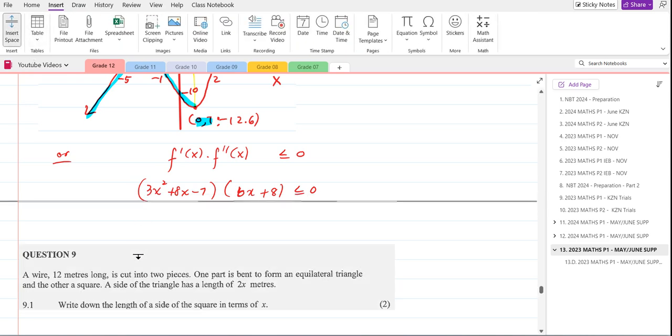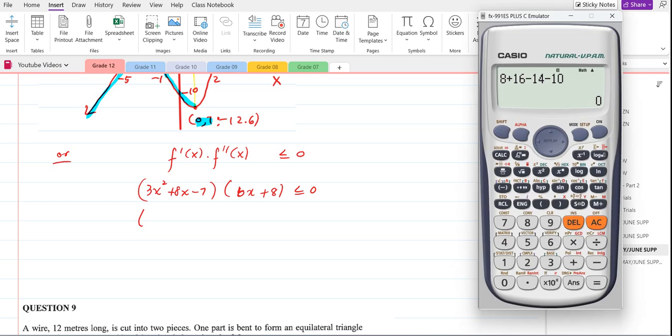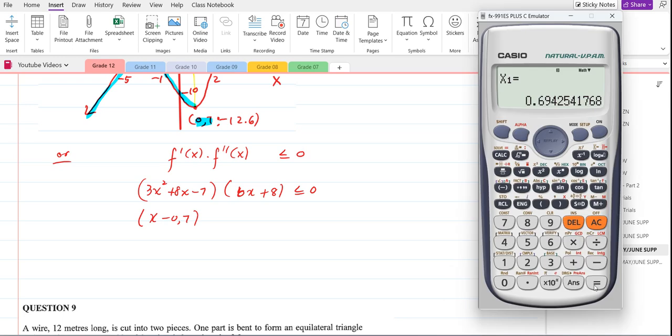Right, now remember this here can become 3x plus 4. We just want the roots, okay? So this is 3x plus 4, and I'm going to simplify that as well. So let me see what this is now. I need to use the calculator, mode 5-3. You can also use the quadratic formula if you want to solve that. So 3, 8 and negative 7. I'm getting x equals 0.7, right? And the other one I'm getting is negative 3.4.